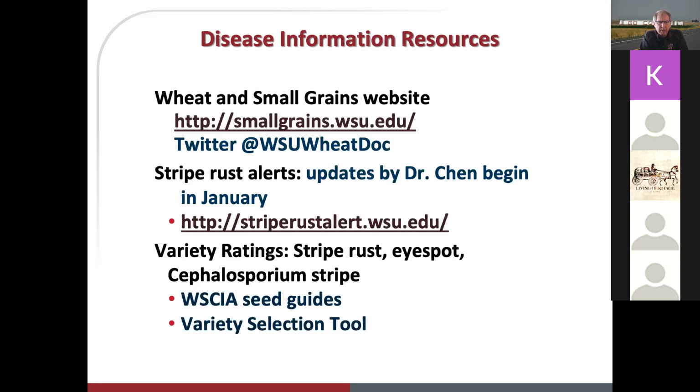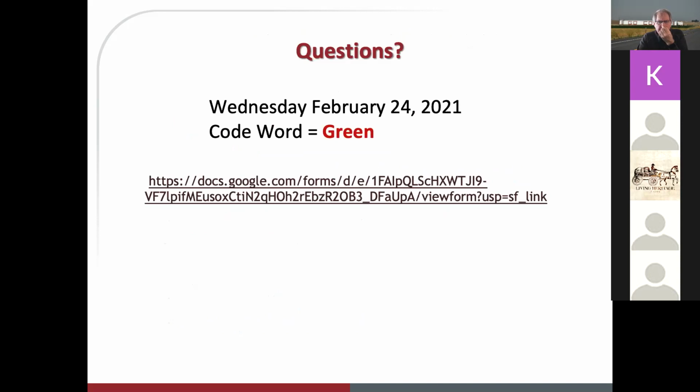Variety ratings for all of these diseases are available in the Washington State Crop Improvement Association Seed Buyer Guide and the variety selection tool on the smallgrains.wsu.edu website.